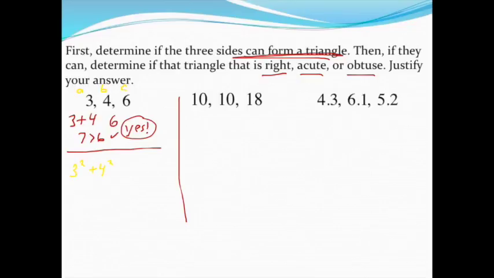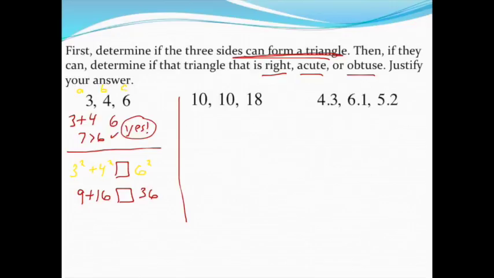I'm going to leave a space right now and put my biggest side on the right, 6 squared. What I like to do is leave that space, or even draw a little box or circle right there. I'm going to fill that space in with some kind of sign when I'm done, either an equal sign, a greater than sign, or a less than sign, which will tell me which of the three kinds of triangles I'm dealing with. So let's do a little bit of math. 3 squared is 9, 4 squared is 16. Again, I'm going to leave that space because I don't know what's going to happen. And then 6 squared gets me 36.